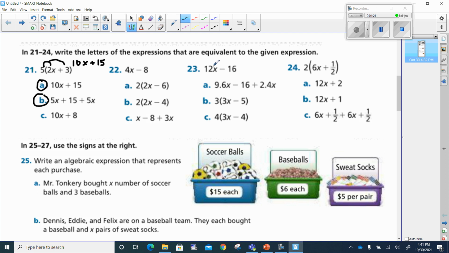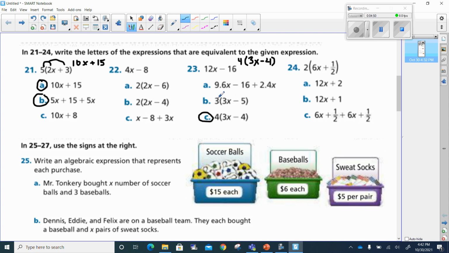Number 23 has 12x minus 16. Again, what number goes into 12 and 16? That would be 4. And 4 times 3x will give me 12x, and 4 times negative 4 will give me negative 16. All right, so what things will equal this? Well, I already know this will because that's exactly what we came up with.